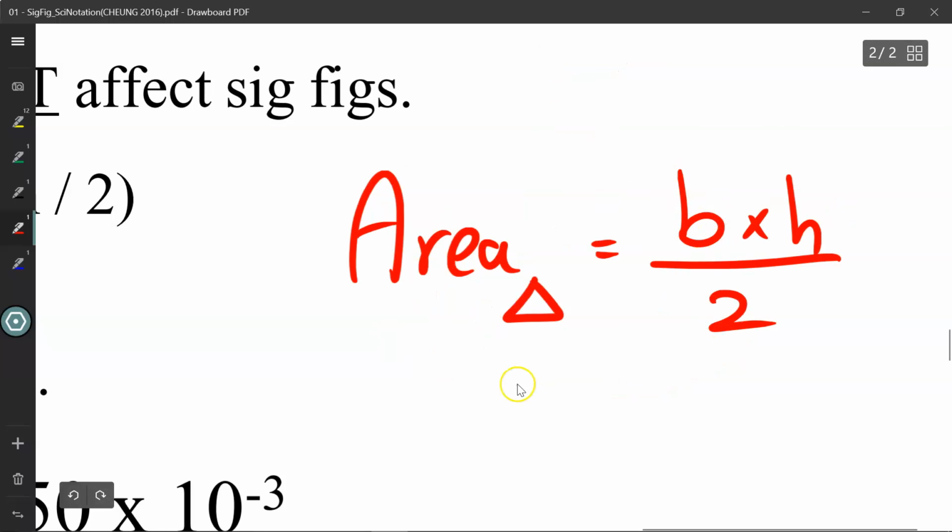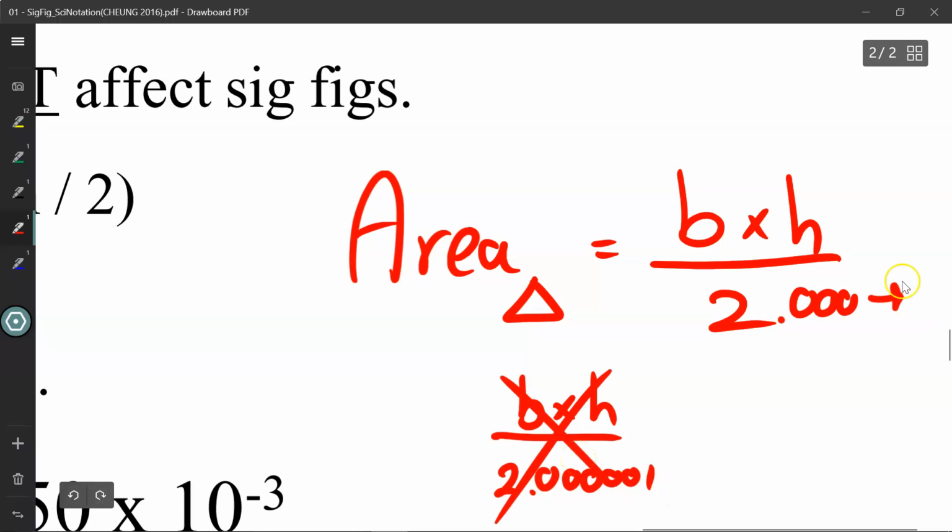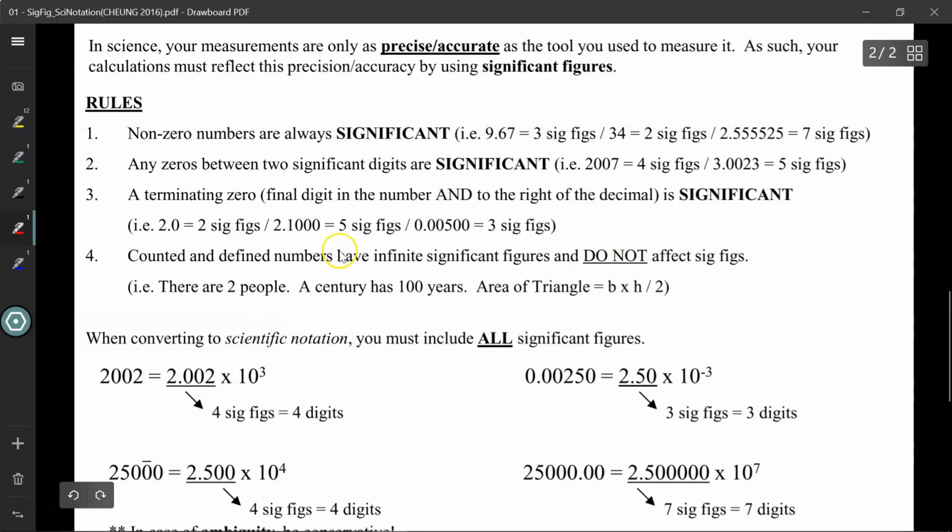Same with calculations. So if I wanted to calculate the area of a triangle, the equation is base times height divided by 2. Well, this 2 doesn't have 1 sig fig, it has infinite sig figs. Because the equation isn't base times height divided by 1.99999, or 2.0000001, it's base times height divided by 2.000 forever. This 2 is a defined number. So essentially, we're only concerned with measured values.